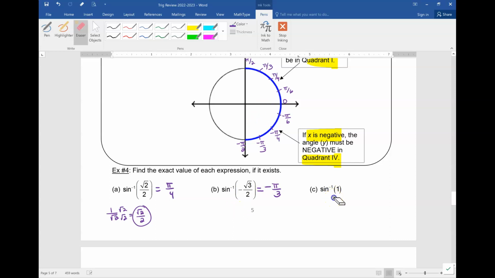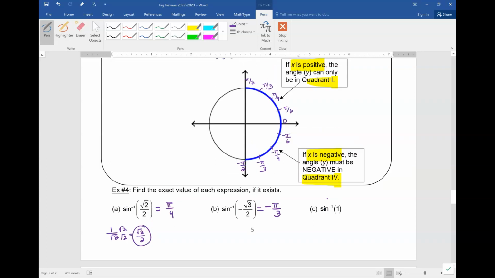Here, I want inverse sine of 1. Can I get a sine of 1 from any of the triangles? No, none of the triangles have a vertical side of 1 after we rescaled them, okay? So that means I gotta go to my quadrantal angles. And look, basically, which one of these have a sine of 1? Well, that's the pi over 2. So this is pi over 2.